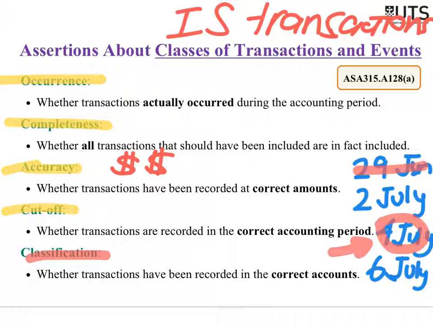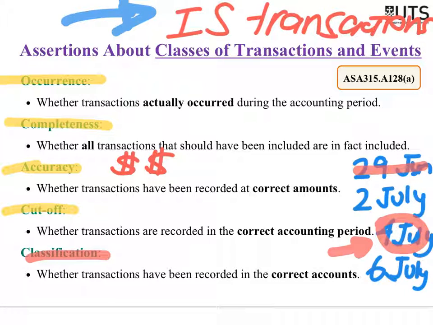That's classification. So we're checking, did the transaction really occur? Have all the transactions been completely recorded? Were they recorded at the correct dollar amount? Were they correctly recorded in the right period and in the right account? Ladies and gentlemen, those are the 5 characteristics of truth when it comes to income statement transactions, your revenues and your expenses. I can't stress that enough for you. That's going to help you understand much more easily. So that's income statement transactions.